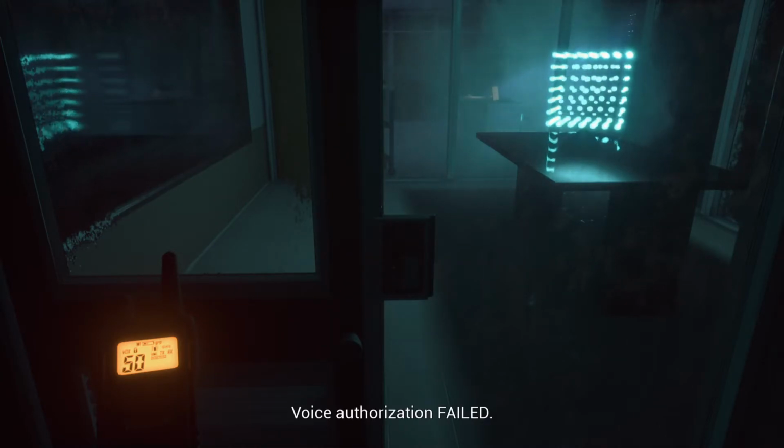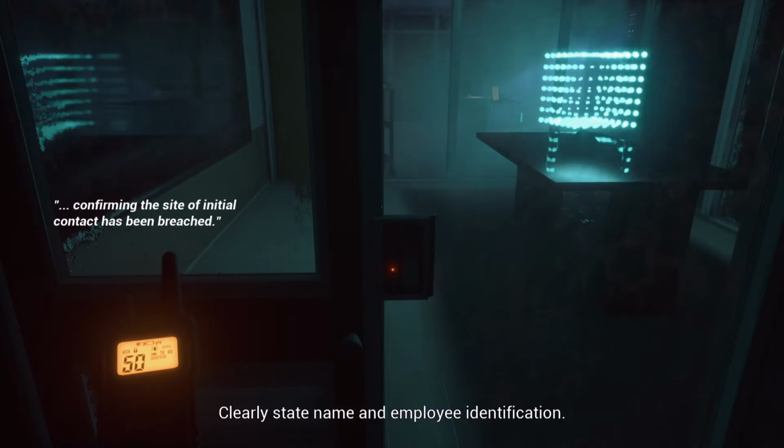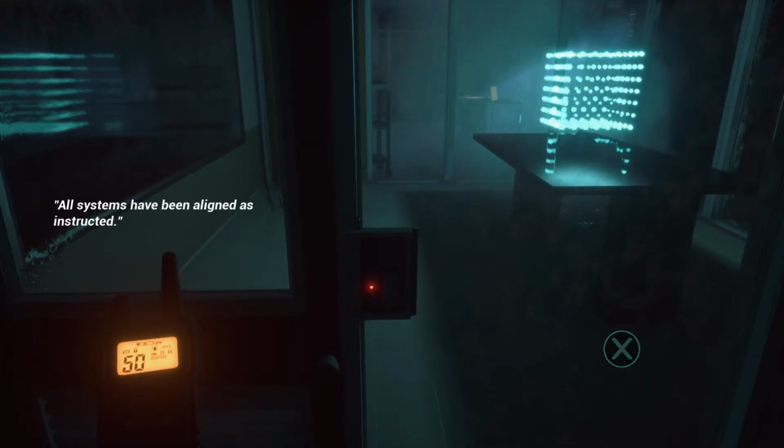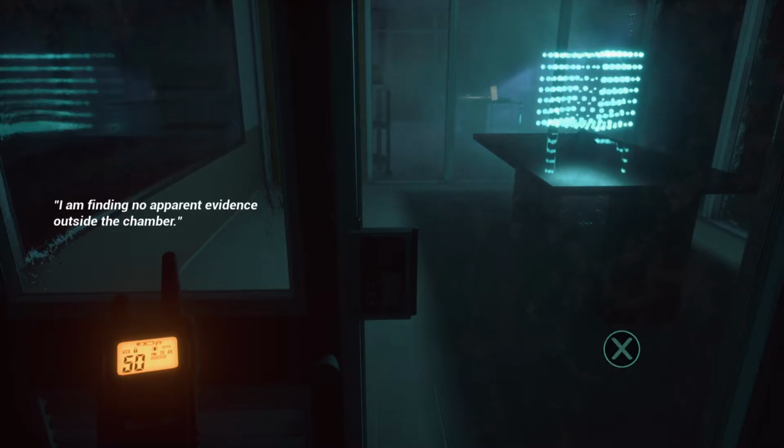Voice authorization failed. Clearly state name and employee identification.